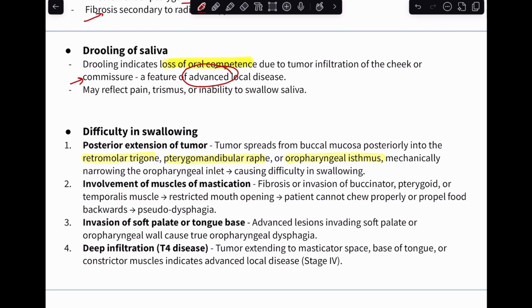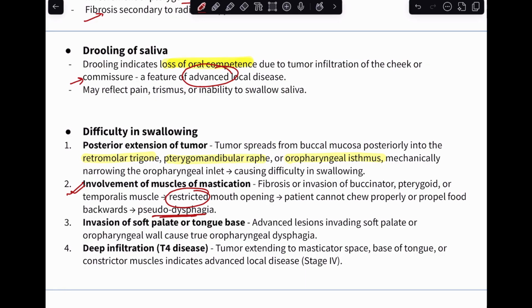Second is if there is involvement of the muscles of mastication. When the muscles of mastication get involved, we have restricted mouth opening, as we have discussed before. These patients are not able to chew properly or propel the food backwards. So what they have is known as pseudodysphagia. It is not absolute dysphagia. This is a perceived feeling of difficulty in swallowing.